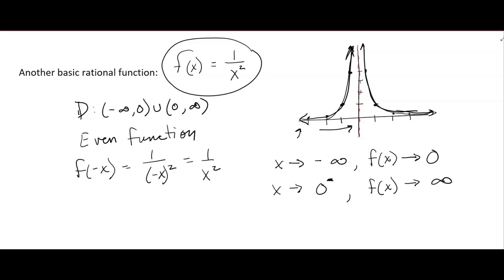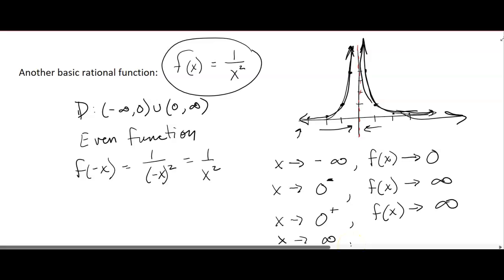All right. Now we'll go to the other side. So as x approaches 0 from the right, then f of x is approaching infinity, right? It's going up this way. And then as x approaches infinity, so going off this way, down that way, then f of x is approaching 0. Okay, so a little more practice with the notation and what everything means.